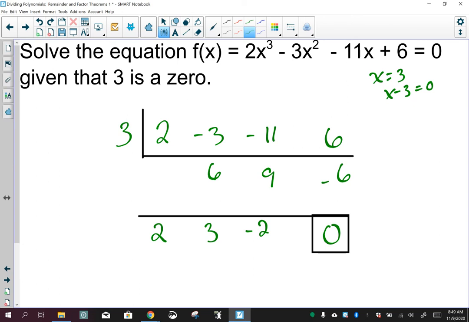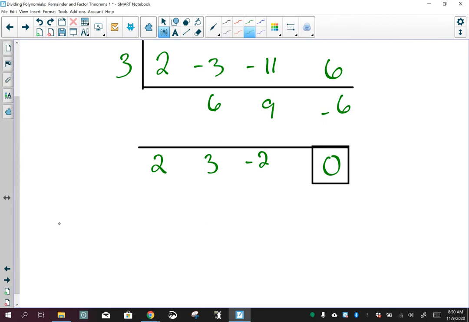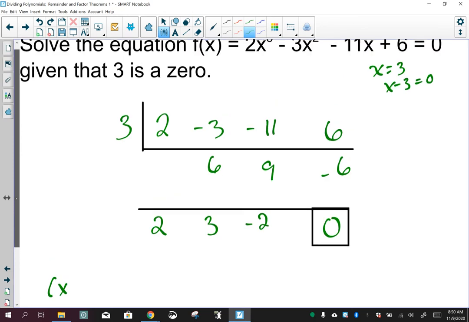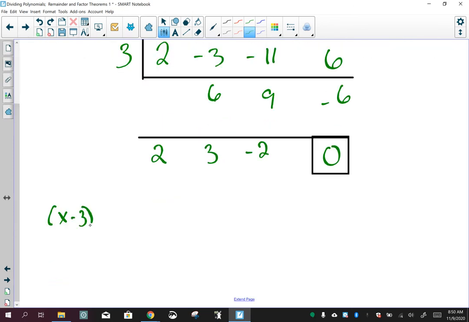Hey, that worked, which is exactly what we wanted. So I know I have my x minus 3 as one of my factors, and then 2x squared plus 3x minus 2. So then I need to factor this down. So I need basically factors of 4 that subtract to give me a 3. That's going to be a 4 and a 1.